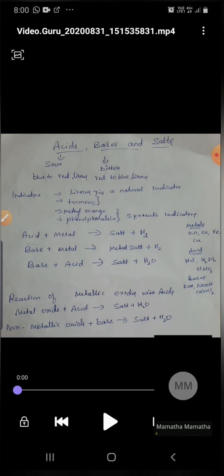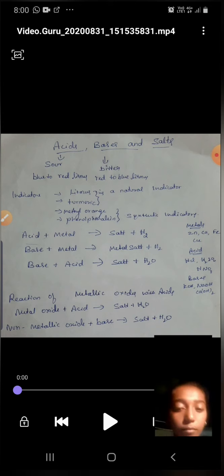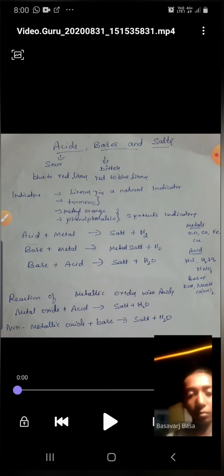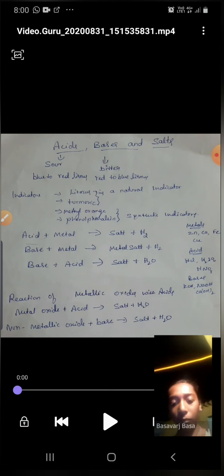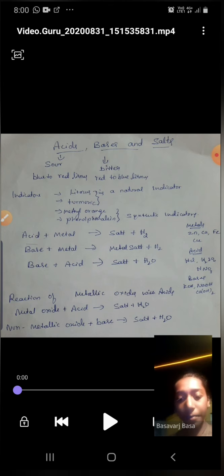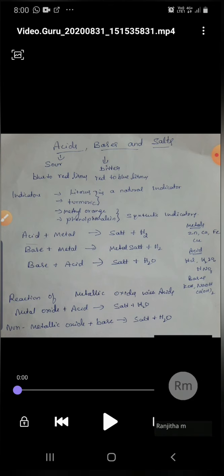By litmus test. How? Now acids are the liquids which change blue litmus into red litmus, and bases are the ones which can change red litmus to blue litmus. This is how, based on the litmus test, we can identify it as acid or base.